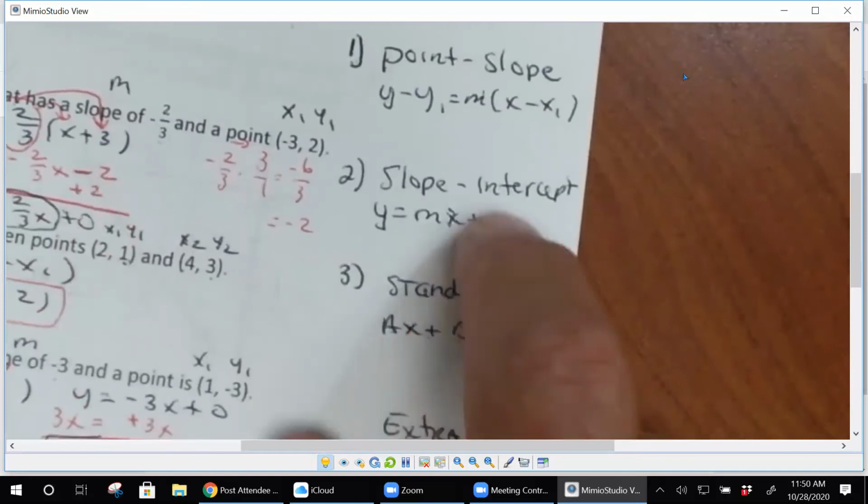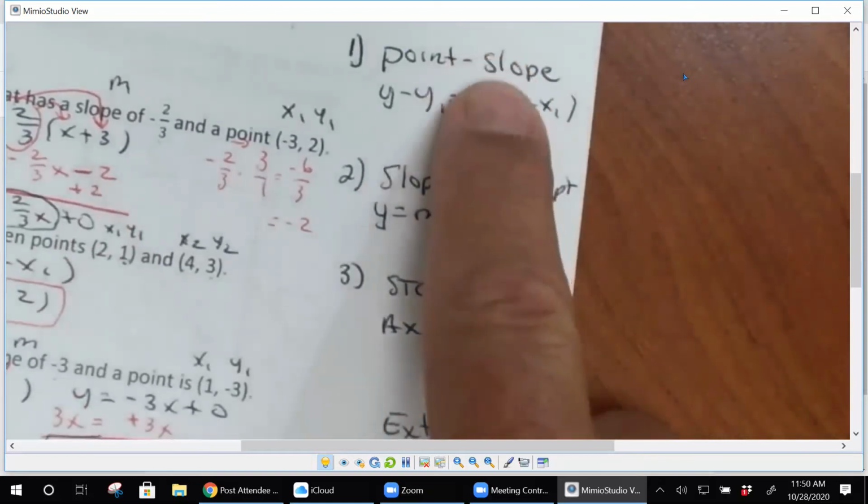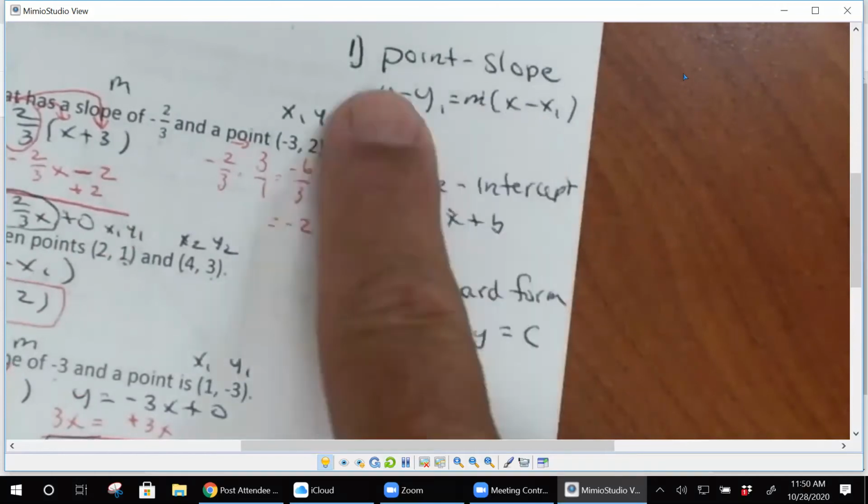Remember, if they ask for standard form, try to get these first. Actually, this one, and work your way down. If they ask for point slope, you just have to have the point and the slope.